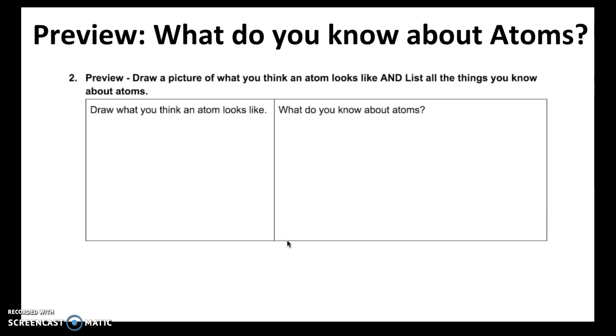So I'm going to ask you to preview what you know about atoms in two ways. First, I want you to draw a picture of what you think an atom looks like. You can rely on things that you've previously seen an atom to look like, or you can just make up what you think it looks like. And then I want you to list all the things you know about an atom. That can be terms, structures, what it's made of, how it's used, etc.